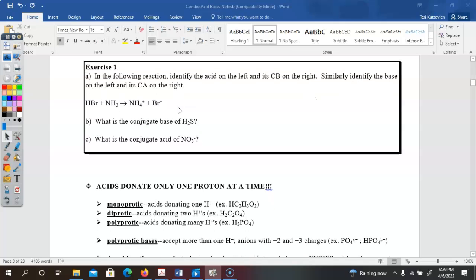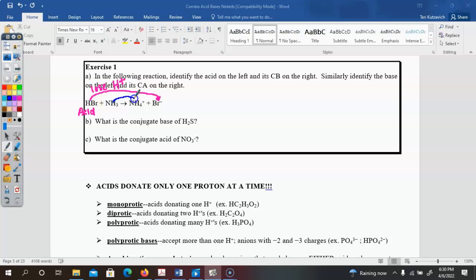All right, stop the video, try to do these, identify the acid and conjugate base. And I'm going to do it because you can easily stop the video and try it yourself to see how much you know. HBr is going to be R. So HBr is your acid because it's losing a proton.